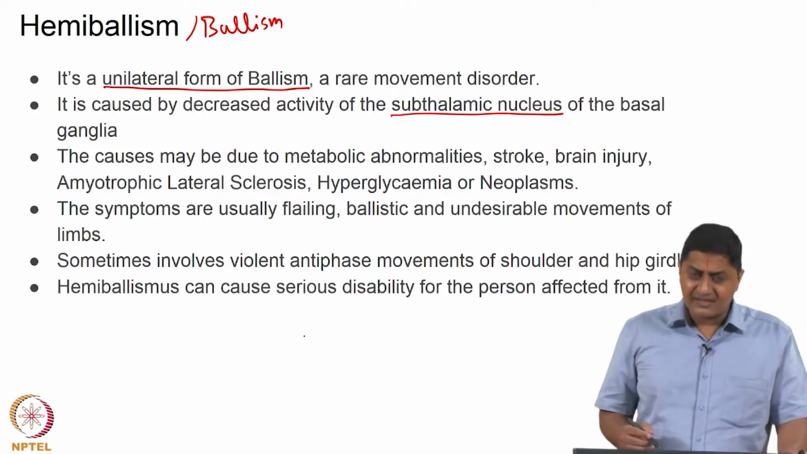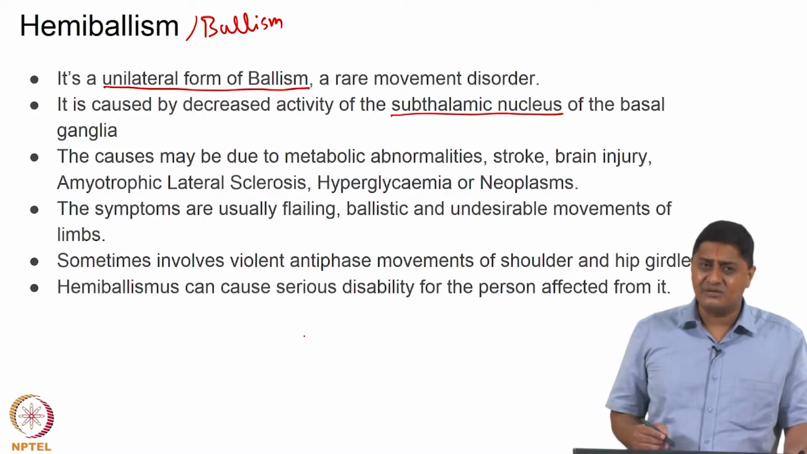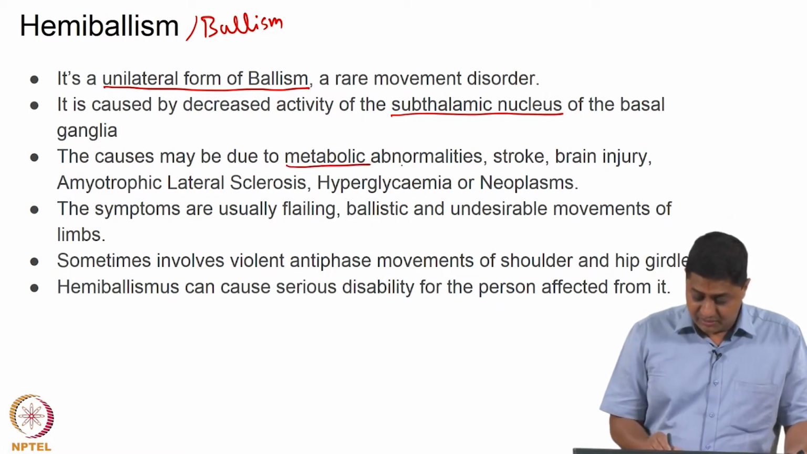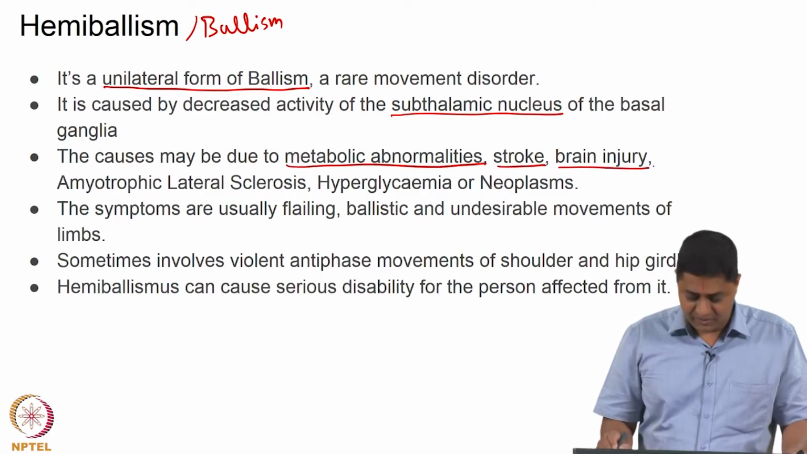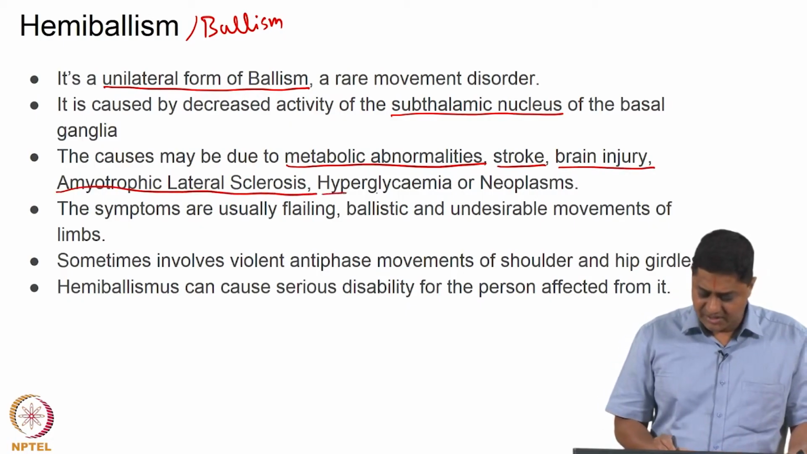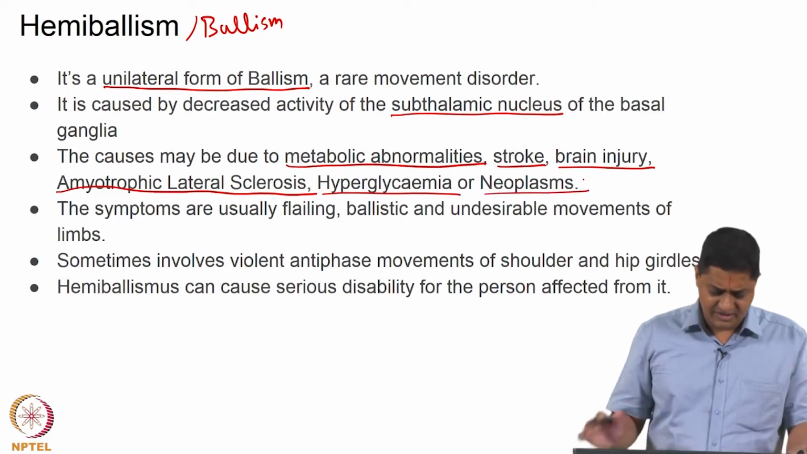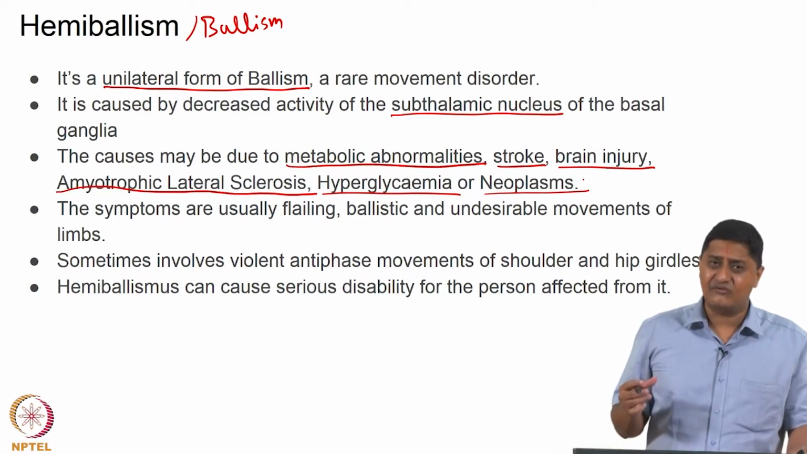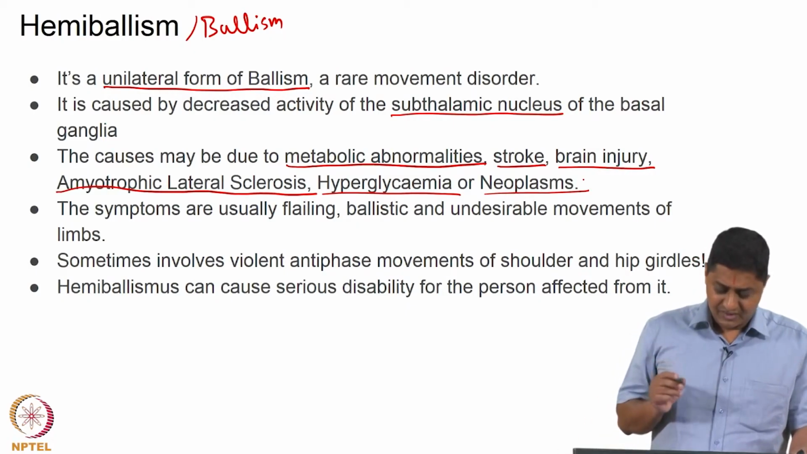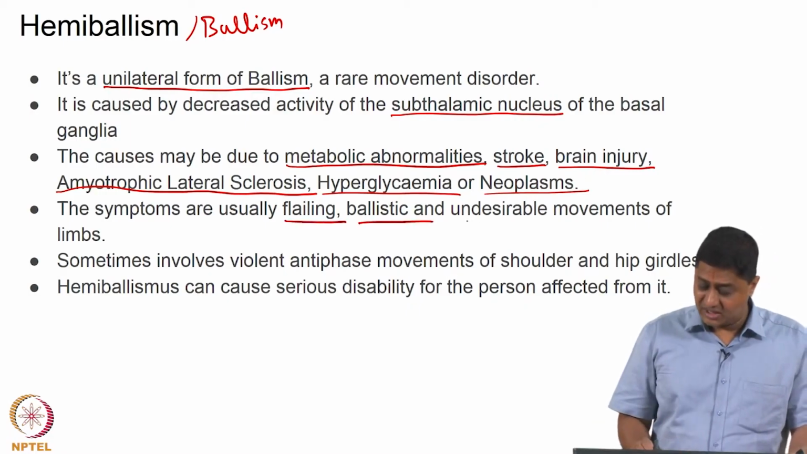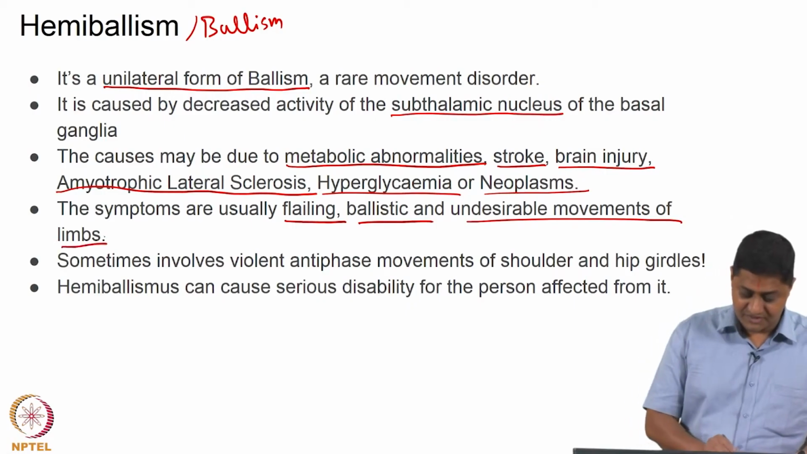The exact reasons why the subthalamic nucleus neurons are knocked out may be multiple: metabolic abnormalities, stroke, brain injury, ALS, hyperglycemia, neoplasm. Several causes could lead to selective degeneration or selective death of neurons in the subthalamic nucleus, right. What are the symptoms? The symptoms are flailing, ballistic and undesirable movements of the limbs.